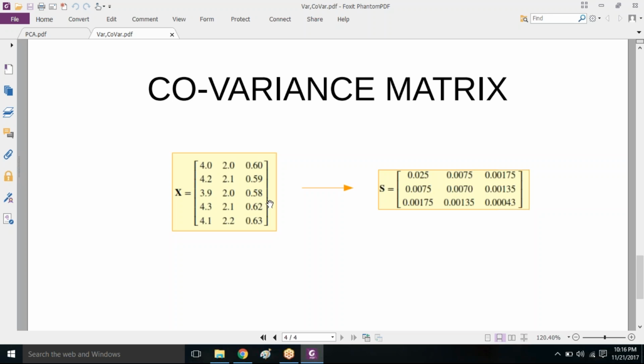So if there are 4 dimensions, then it could be a 4 into 4 covariance matrix. 4 into 4.